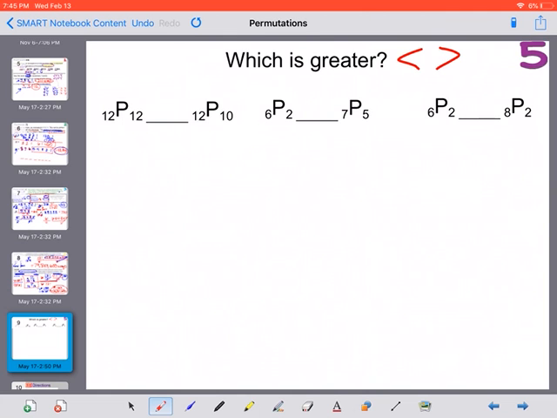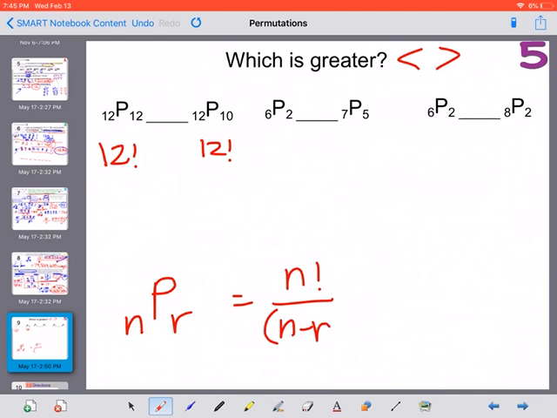So here, 12 objects that we're going to arrange 12 different ways. That's just 12 factorial. This is 12 objects we're arranging in 10 different ways. Okay? So this is 12 factorial. I'm just following our formula for permutations, which is n factorial over n minus r factorial. And n minus r is 2, so 2 factorial.